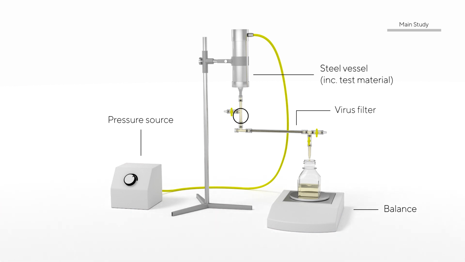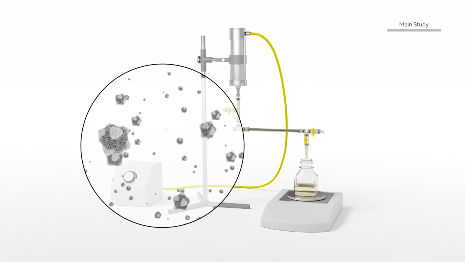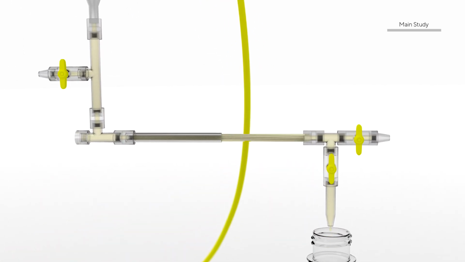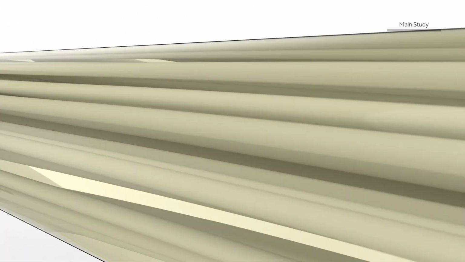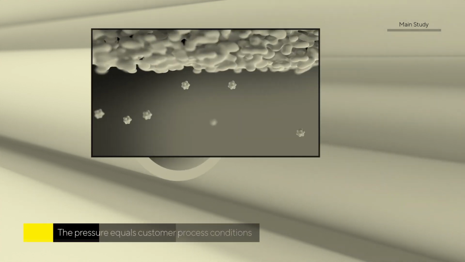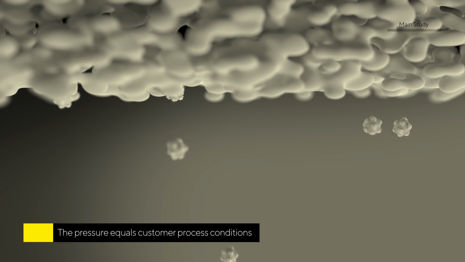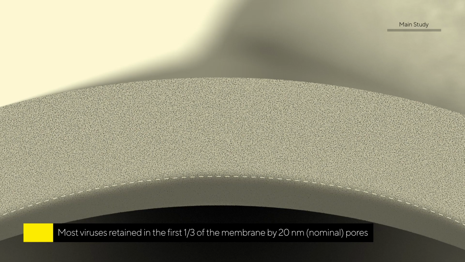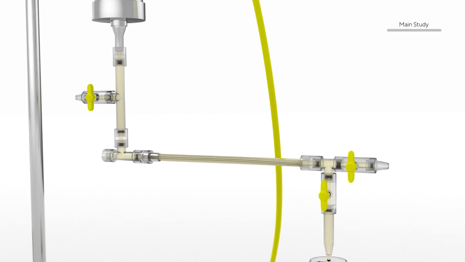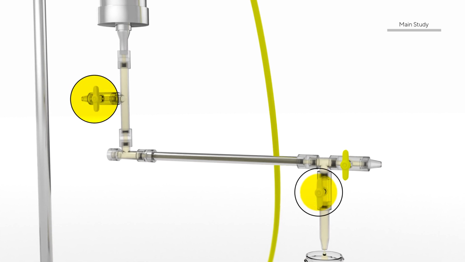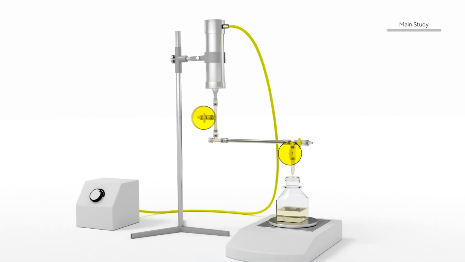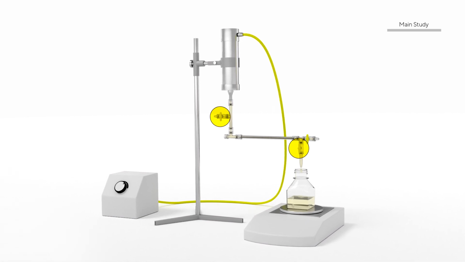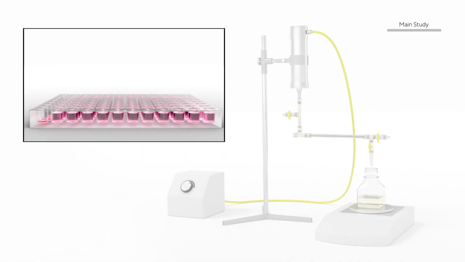Viruses are spiked into the test material. The test material is filtered through the virus filter at constant pressure. Critical process parameters are monitored. Samples are taken during the process step and assayed for viral infectivity. These samples are serially diluted. Positive and negative controls are included on each day to ensure assay robustness.